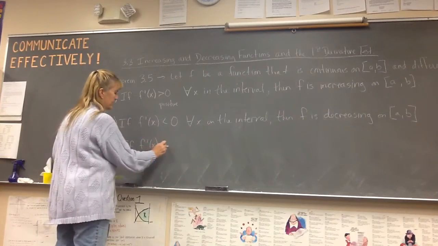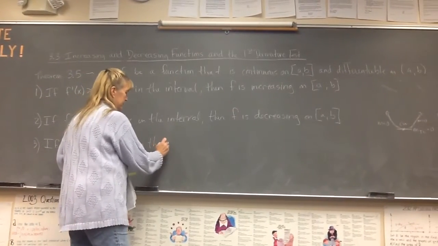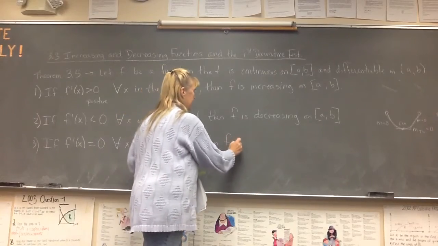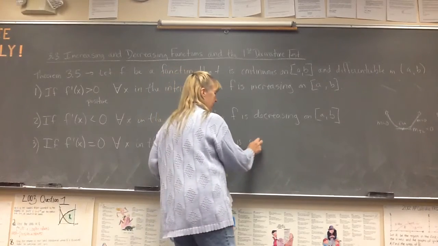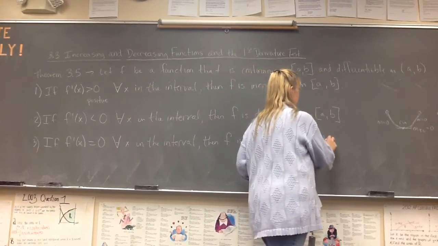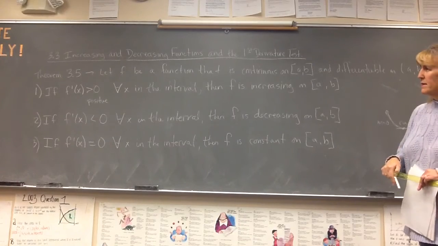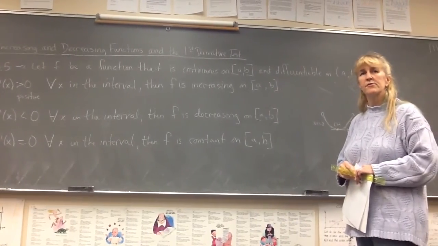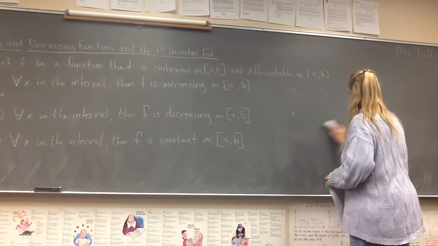If f prime of x is equal to 0 for all x in the interval, then f is what? It's not increasing, it's not decreasing, it must be constant on the entire interval between a and b. That wraps up theorem 3.5. And now we can put those concepts together and we can hit a first derivative test. Okay? Let's erase this.